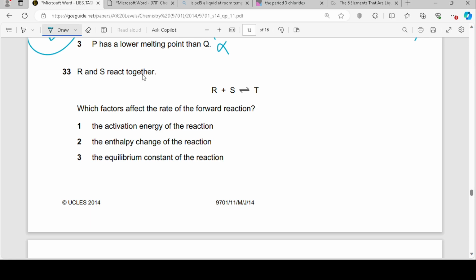But anyways, R and S react together. R plus S gives you T. So which factors affect the rate of the forward reaction? The activation energy of the reaction?